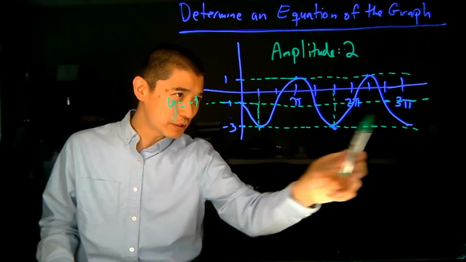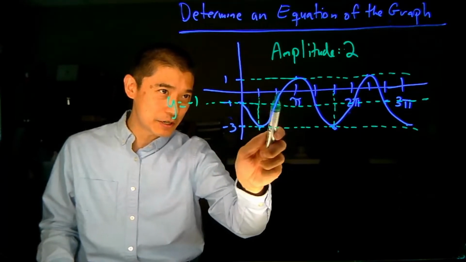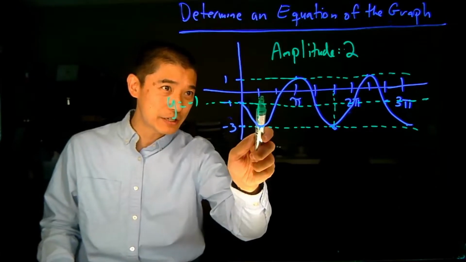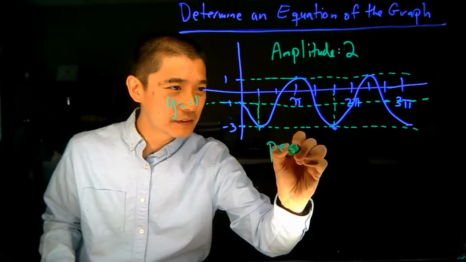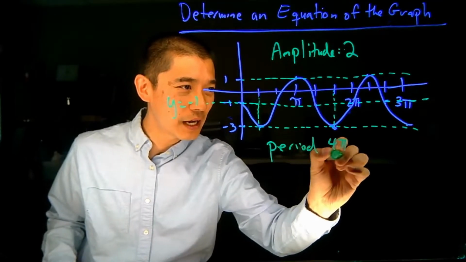Well, here's where we have to look at the graph. So we have pi, so it's cut into 3 parts. So each one of these is pi over 3. So 1, 2, 3, 4 pi over 3. So the period is 4 pi over 3.